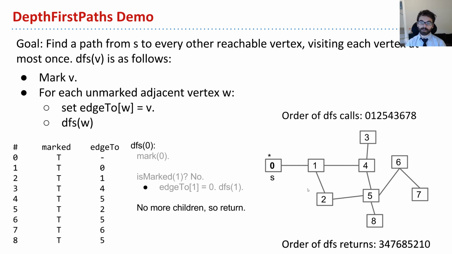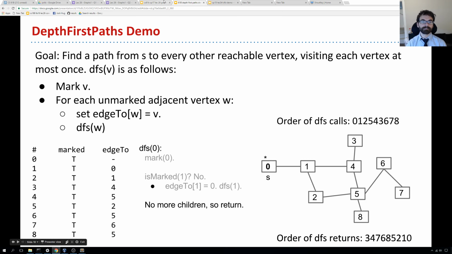So for example, I ask the Oracle, how do I get to 4? Well, in that case, we say, okay, to get to 4, you use 5. Okay, how do you get to 5? You use 2. How do you get to 2? You use 1. How do you get to 1? You use 0. And in that way, our path-to method will be relatively easy to implement.